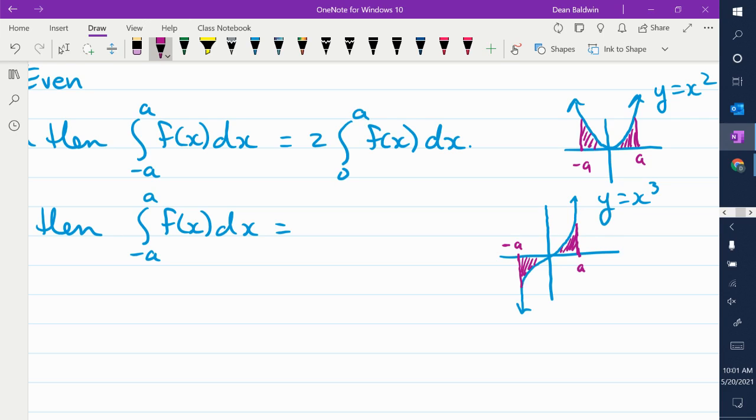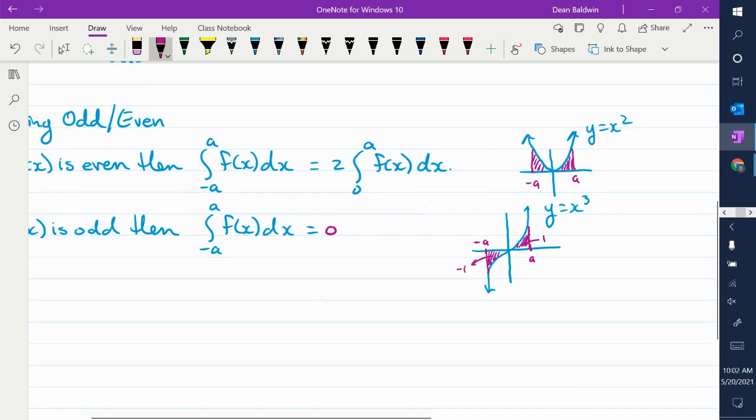What do you know about the area below, when the graph is below the x-axis? What is this area? It's negative, right? So I'm just going to make up a number here. Say that's -1. This would be +1. So the value from -a to a of this is 0. Okay?